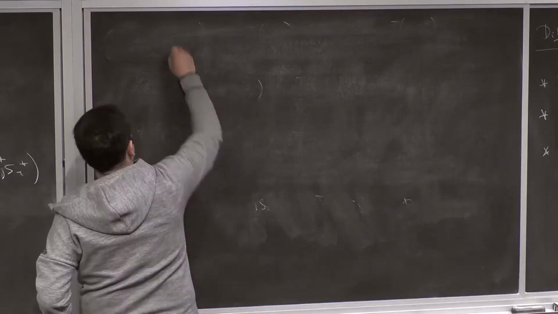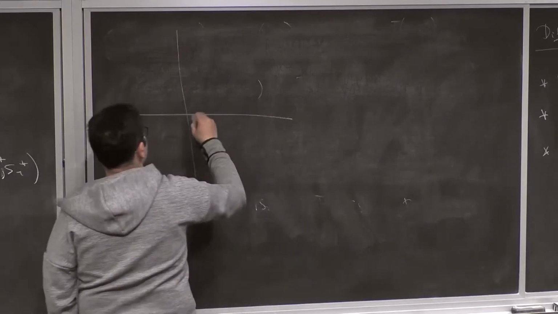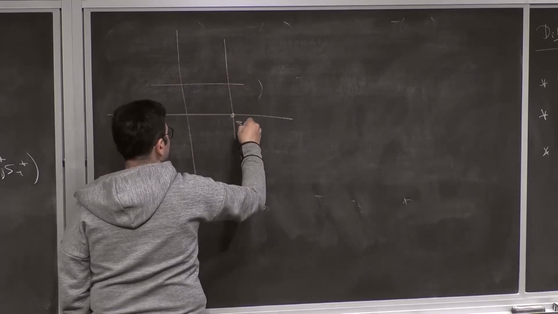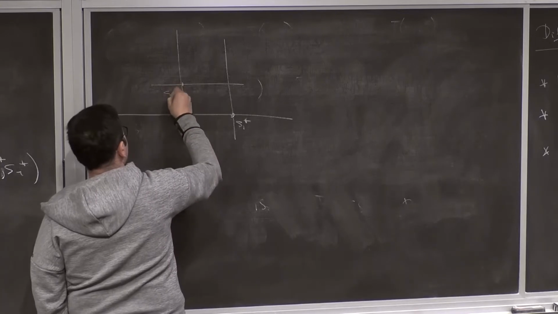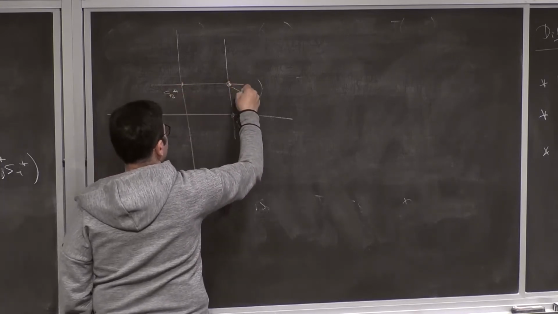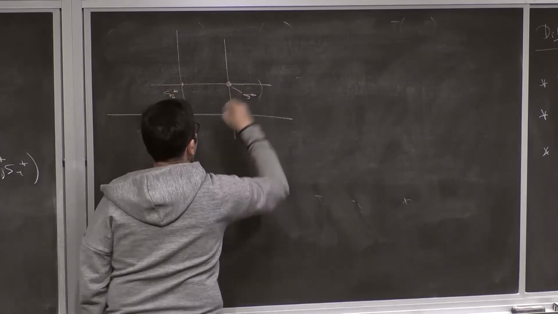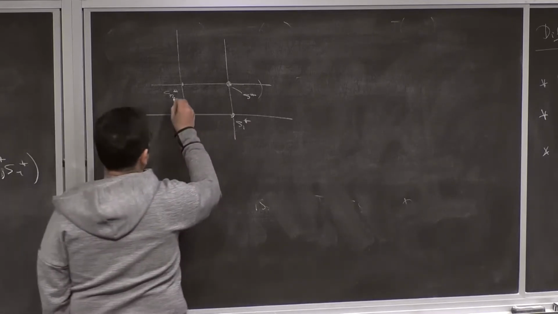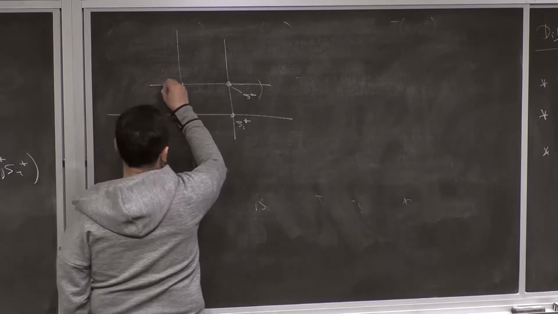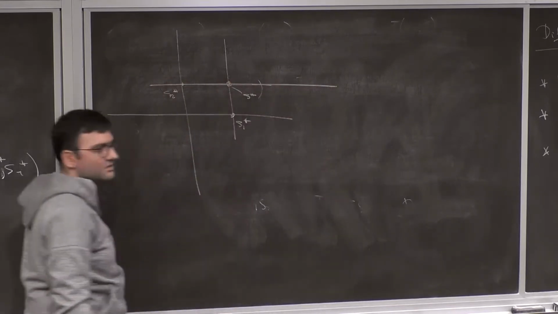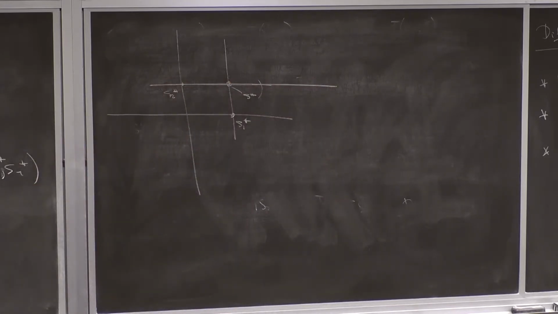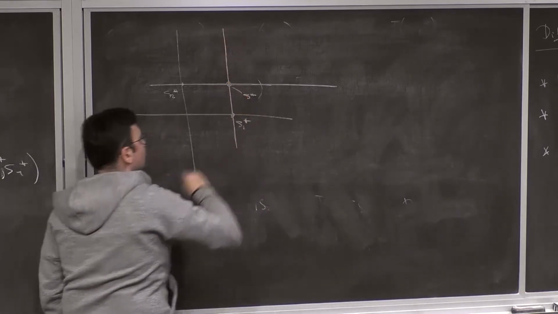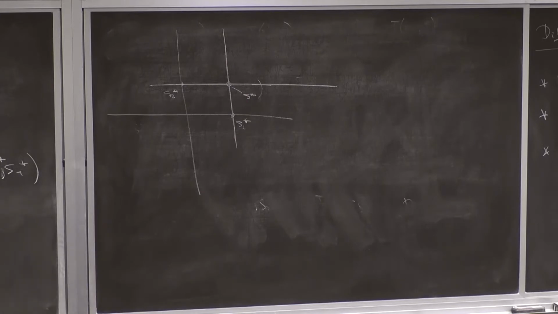So let me draw it in a plane. So we have this S1 star, S2 star, and this is our Nash equilibrium. And so if it's a potential game, what it says is that S star minimizes the function on this horizontal line, and also on this vertical line, okay?